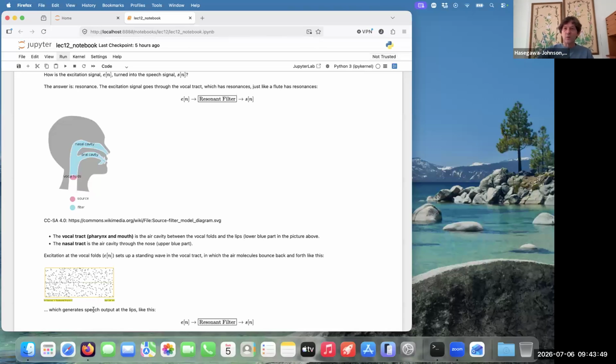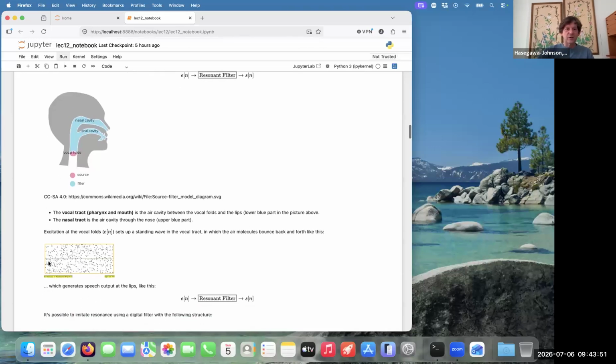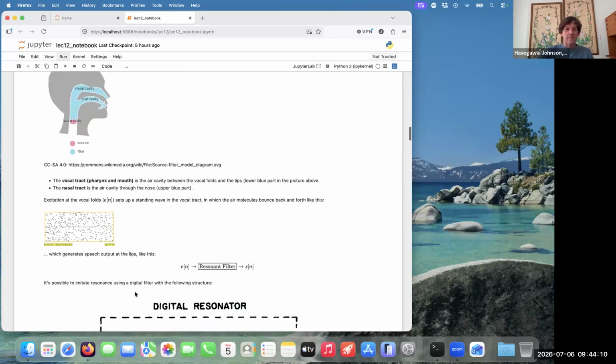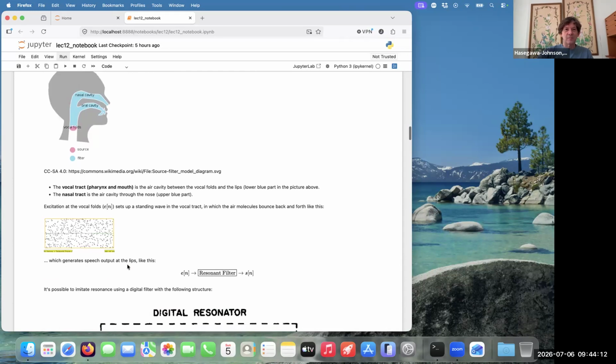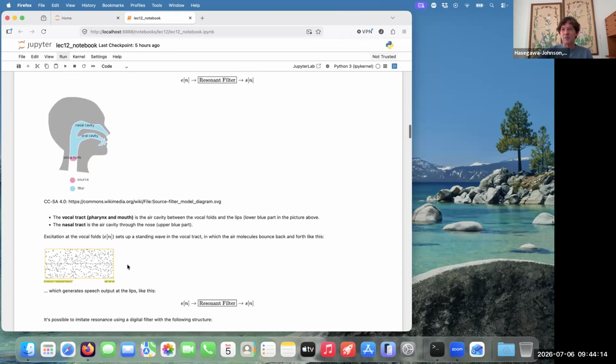And they bounce back and forth at whatever is the natural frequency of this length. In fact, this natural frequency will be such that this length from your vocal folds to your lips is 1/2 of a wavelength. So we can calculate the frequency at which this resonance happens. That frequency turns out to be around 500 hertz.